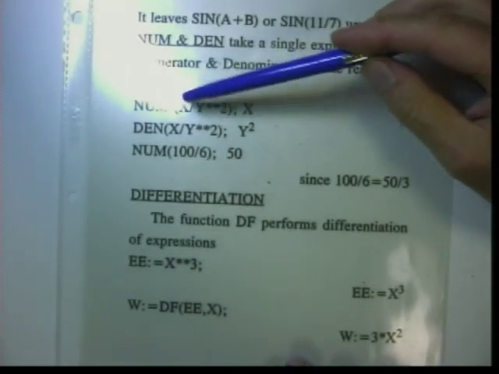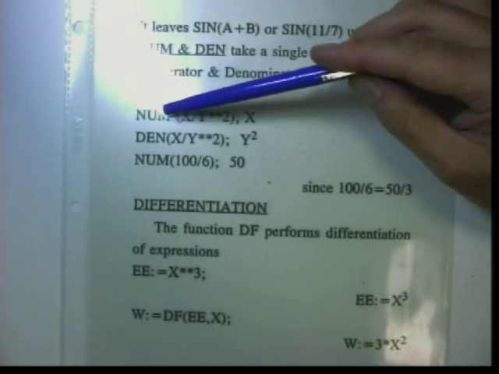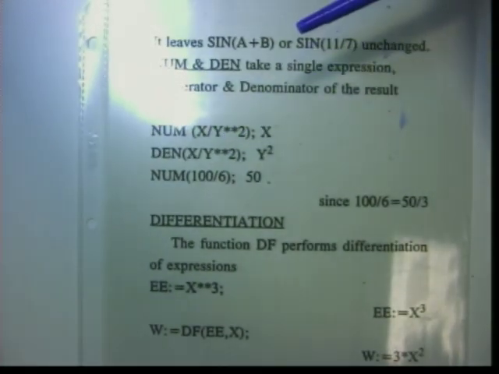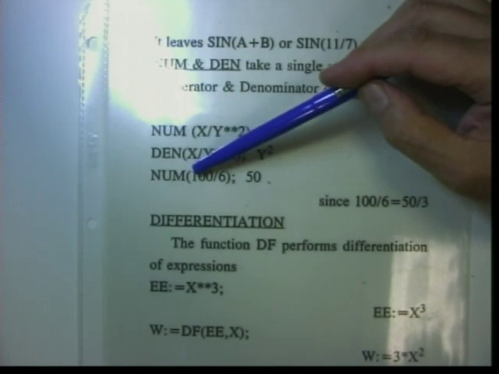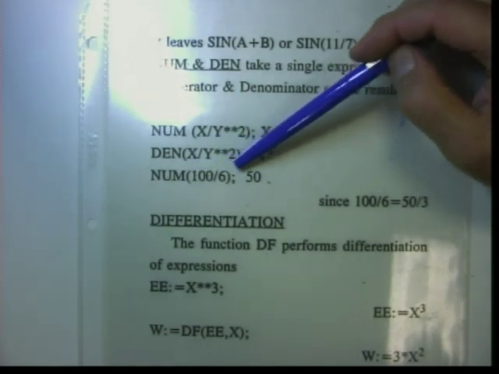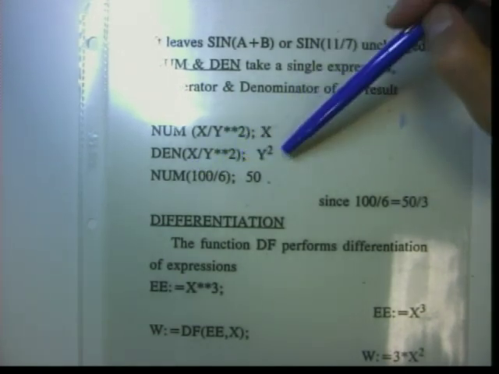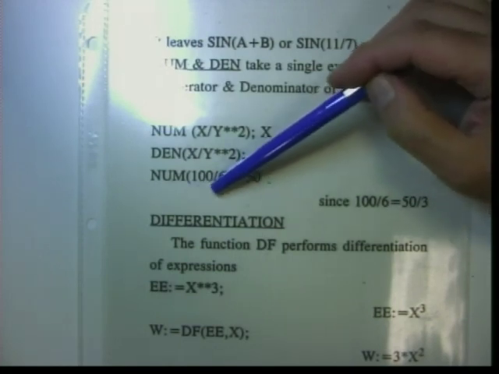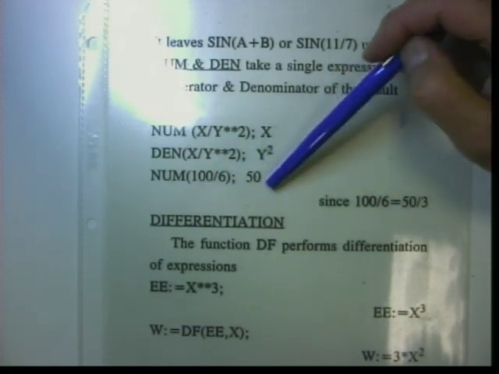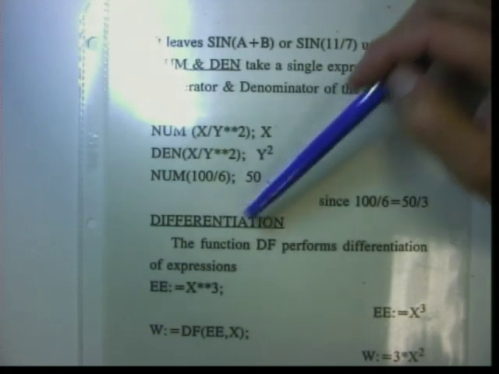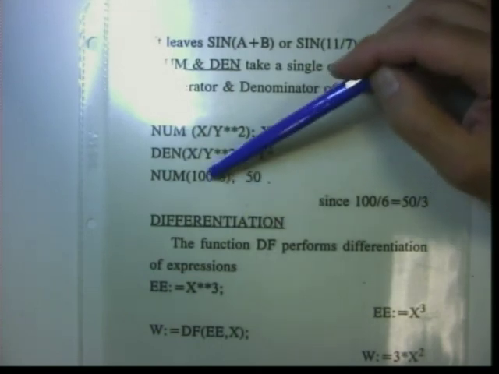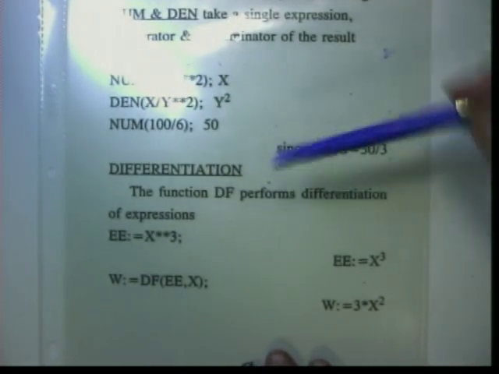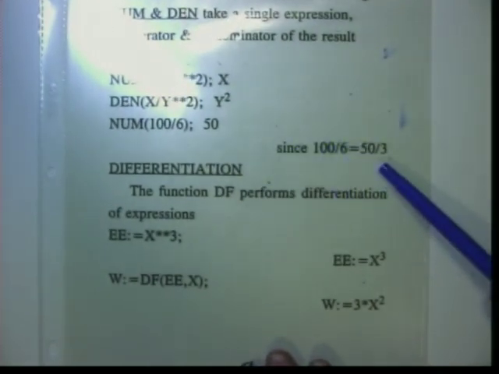Okay, NUM and DEN take a single expression, that is, for the numerator and denominator of the result. For example, you may want to know the numerator of x over y squared, or the denominator of x over y squared divided by 2. So it would give denominator y squared. Numerator, if you write 100 divided by 6, you would get 50 because it actually divides this by 2 and gets 50, since 100 over 6 equals 50 over 3.